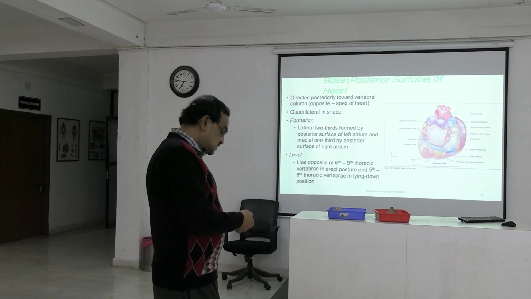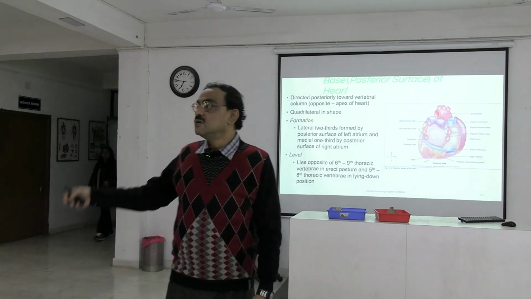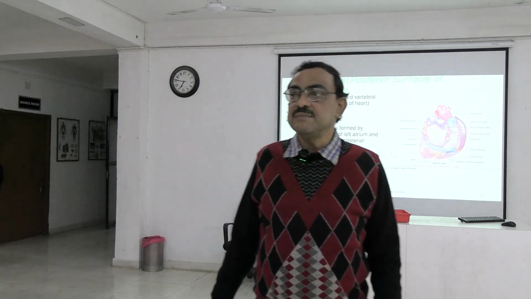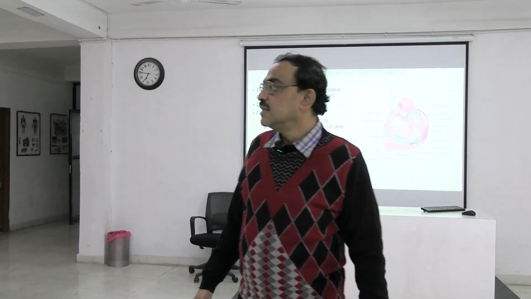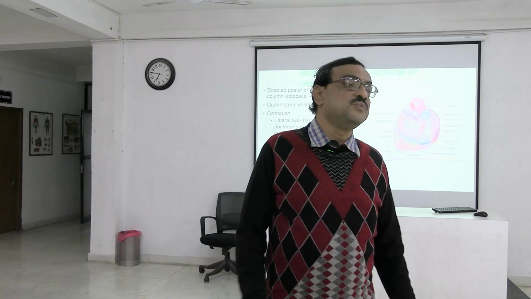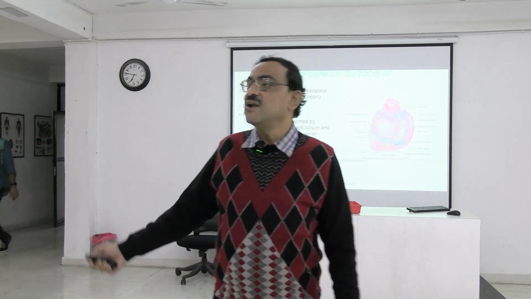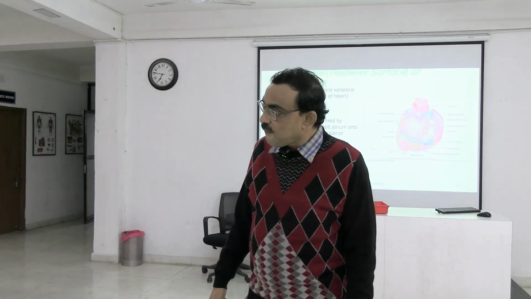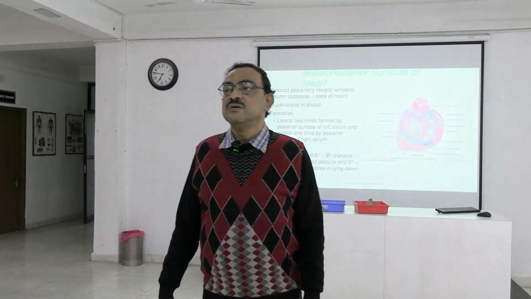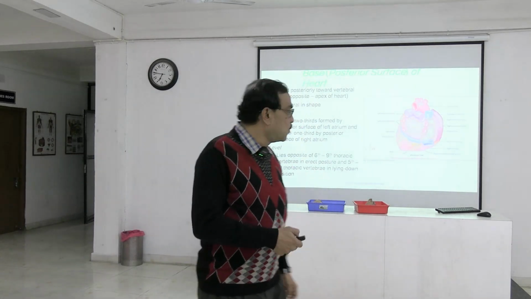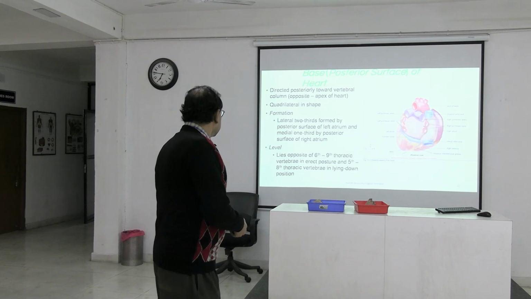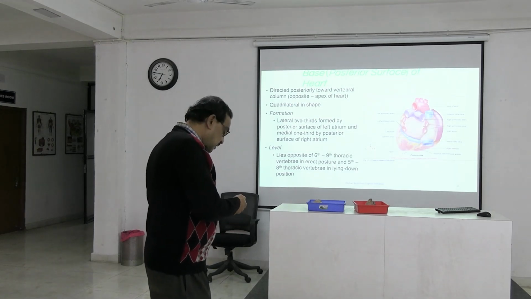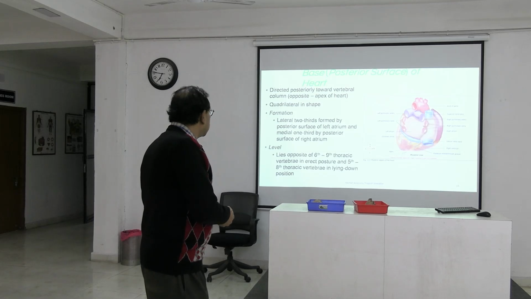Okay, and we know this is the base, and the base is related to the structures of the posterior mediastinum, that is the esophagus, the thoracic duct, also the azygous vein, and also the descending thoracic aorta, and also the principal bronchi. And it is majorly 2/3 by the left atrium and 1/3 by the right atrium.